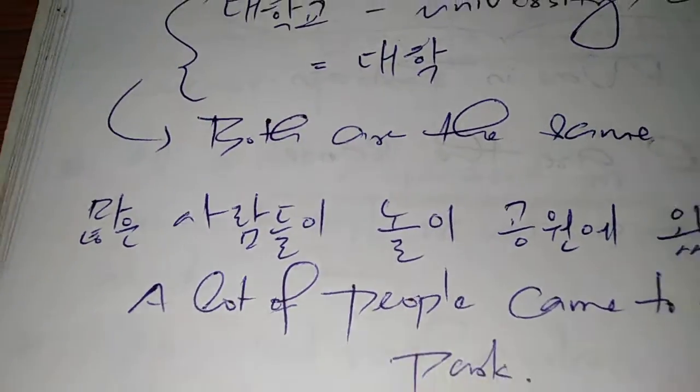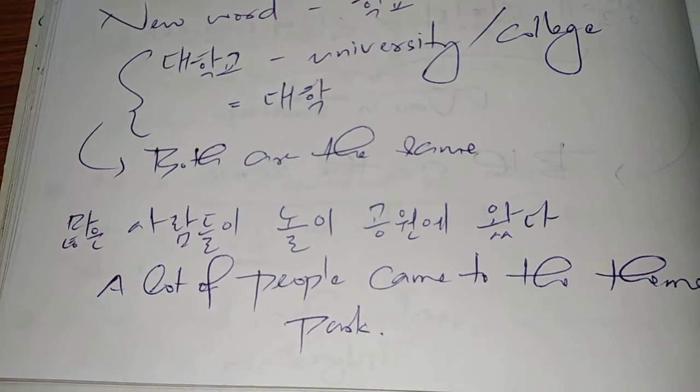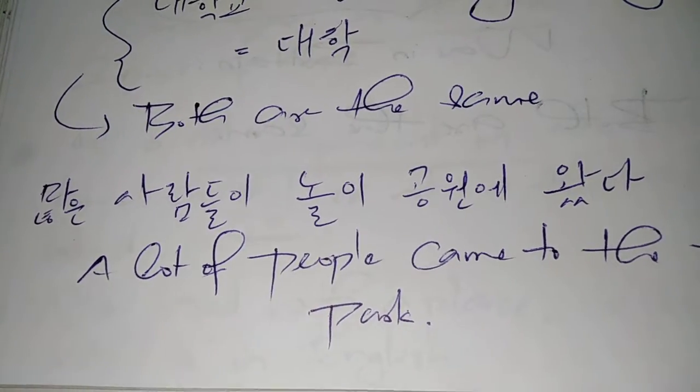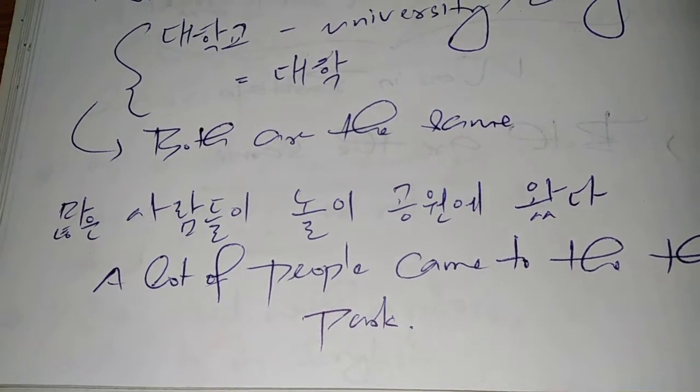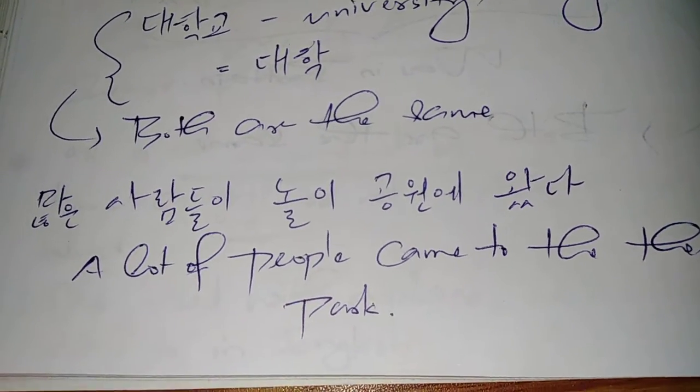Next one is 많은 사람들이 놀이공원에 왔다. 많은 means many or a lot. 사람 means person, 사람들 means people.